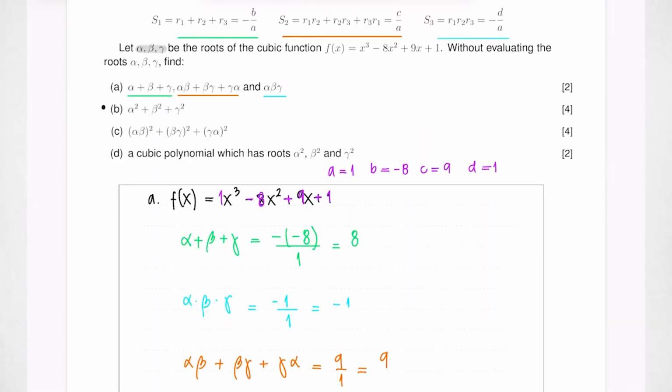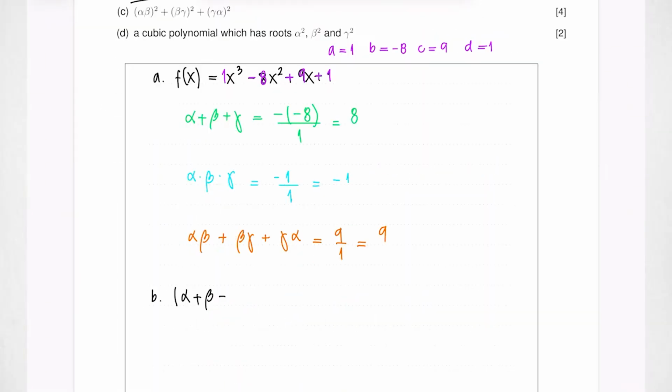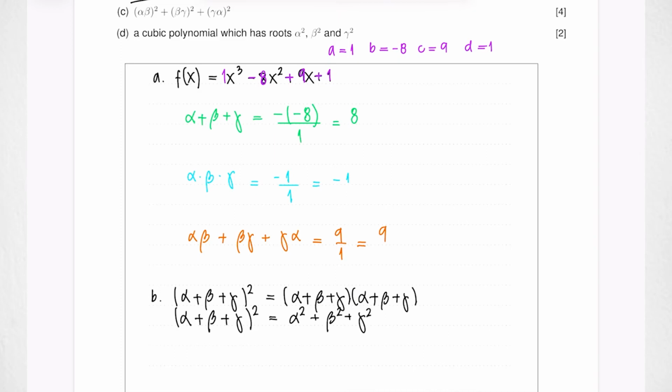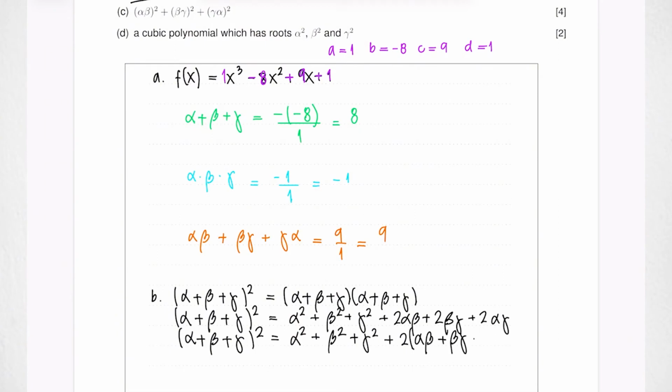Now, how could we find the sum of the roots squared? We could start with the expansion of this raised to the second power, meaning alpha plus beta plus gamma times itself, which if you FOIL, you get alpha squared plus beta squared plus gamma squared plus 2 alpha beta plus 2 beta gamma plus 2 alpha gamma. And these last 3 terms can be written as 2 times, and you probably notice already the pattern, alpha beta plus beta gamma plus alpha gamma, which is exactly what we calculated in the last step.